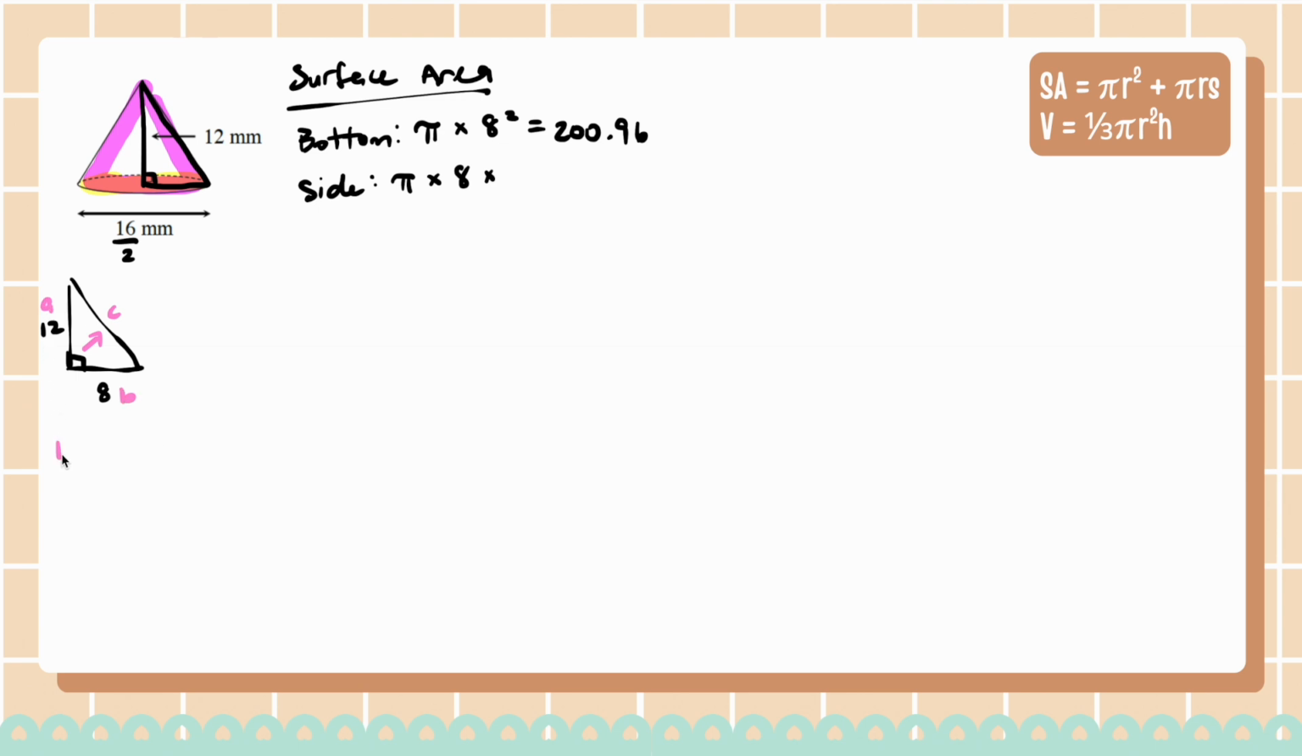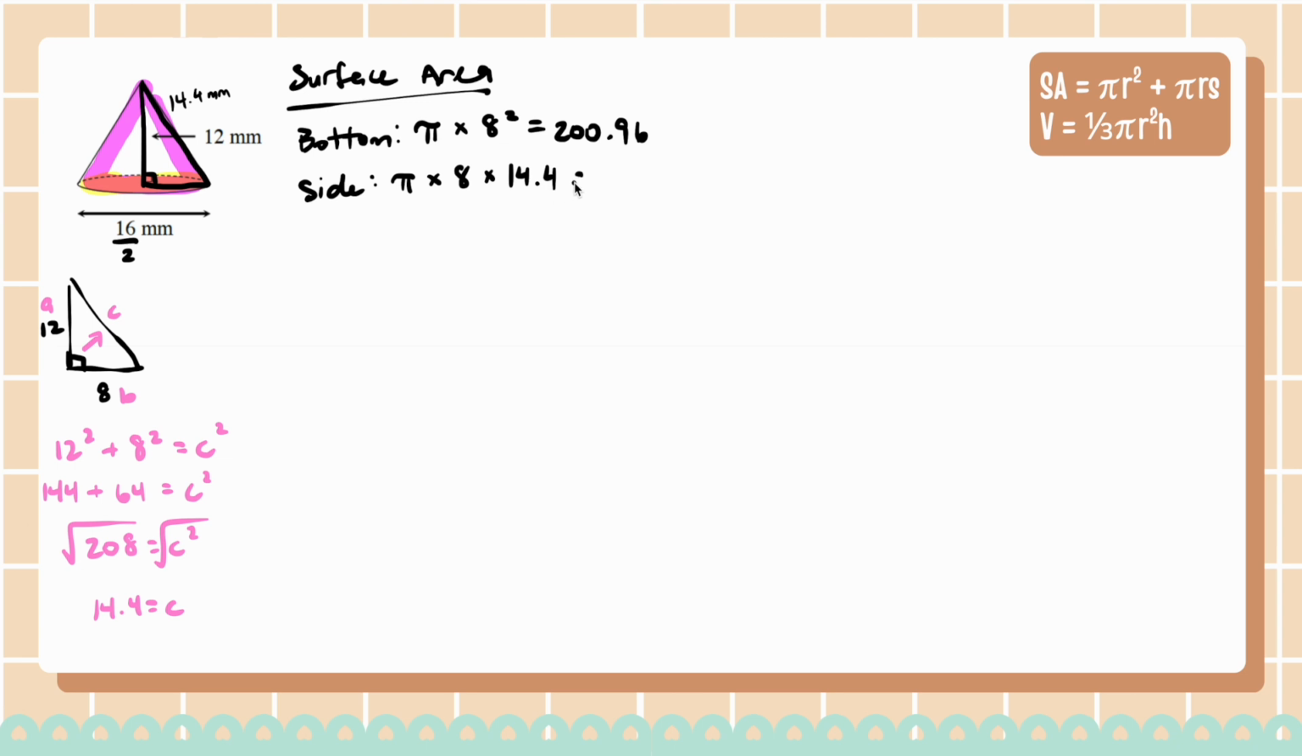So plugging it in, 12 squared plus b squared, which is 8 squared, is equal to c squared. 12 squared I know is 144 plus 8 squared is 64 is equal to c squared. And if I add these two together, I end up getting 208 is equal to c squared. To get c by itself, I need to square root both sides of the equation, and I get approximately 14.4 for my c. So that means that this slanted part right here is going to be 14.4 millimeters. And that's what we're going to plug in here for the slant height.